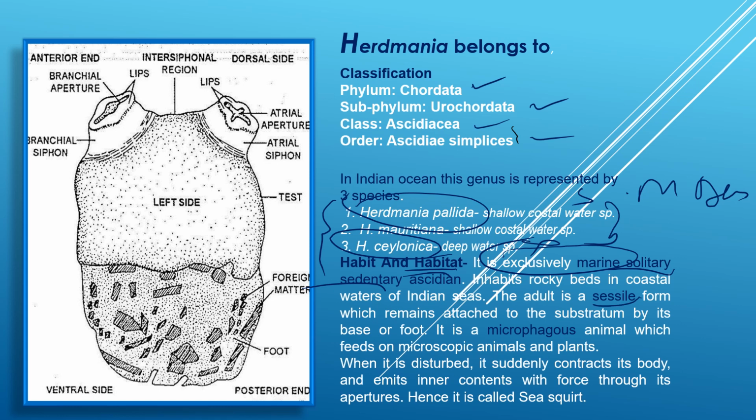Its adult is sessile and remains attached to the substratum with the help of its foot. It is microphagous, meaning it feeds on small microscopic animals, and it is also a ciliary feeder. And one thing: if we disturb the body, it suddenly contracts and emits the inner content forcefully through the aperture. So it is called sea squirt.